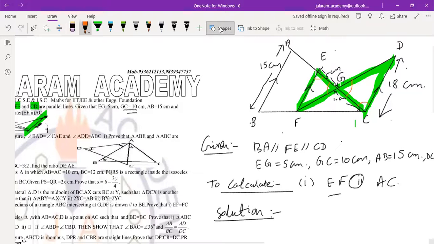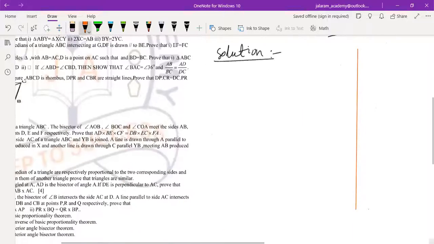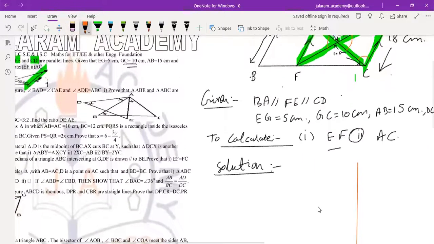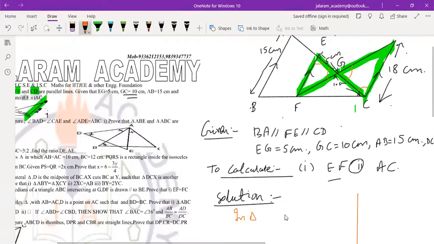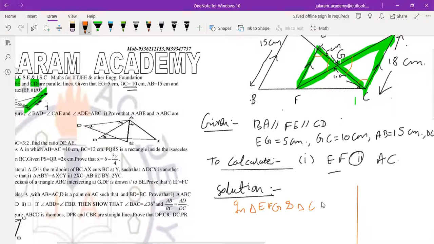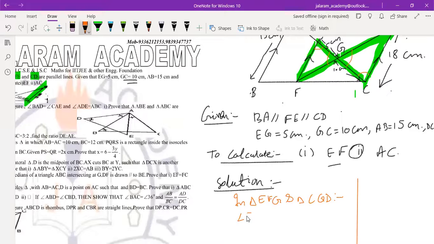So how to solve this? The method is same. First, draw a line. On one side, we write the statement. On the next side, we will write the reason. And then write the names of the two triangles for which we have to prove the similarity. In triangle EFG and triangle CGD, the first angle is angle EGF equals to angle CGD.